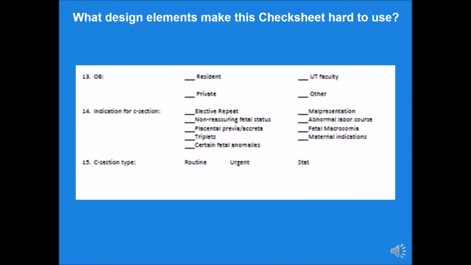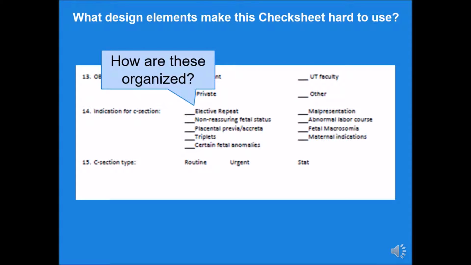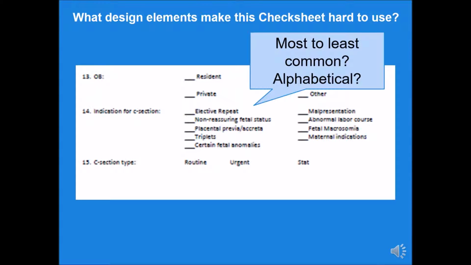This is a sample part of a check sheet that I found online somewhere, and it just jumped out at me as having a lot of bad design elements that I wanted to talk about. So the first thing that stands out to me, if you were thinking about using this to collect data, is with all of these indications for C-section, how in the world are these organized? Are they organized most common to least common? Are they organized alphabetically? Clearly not. They seem to just be randomly jumbled in there together. And so if you are doing the data collecting, how hard is it going to be for you to quickly find the option that you need?